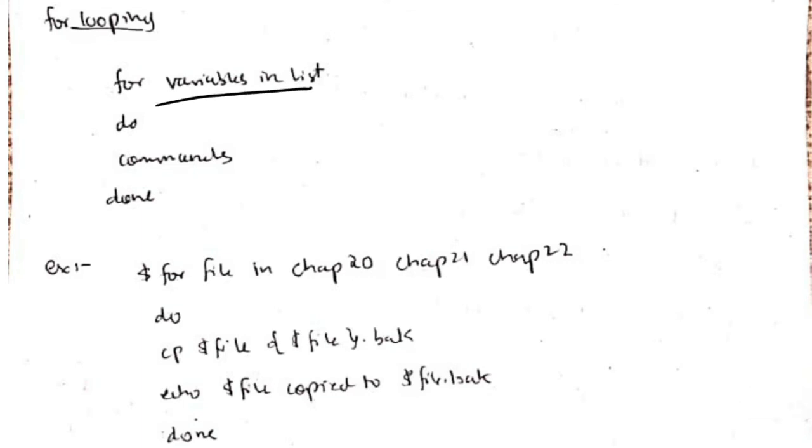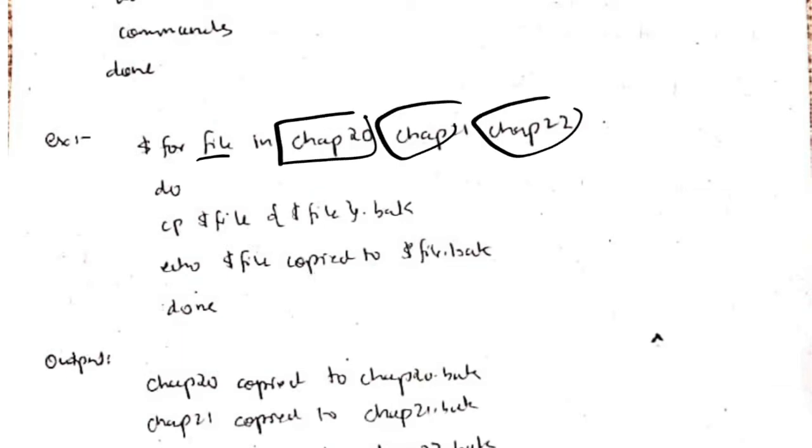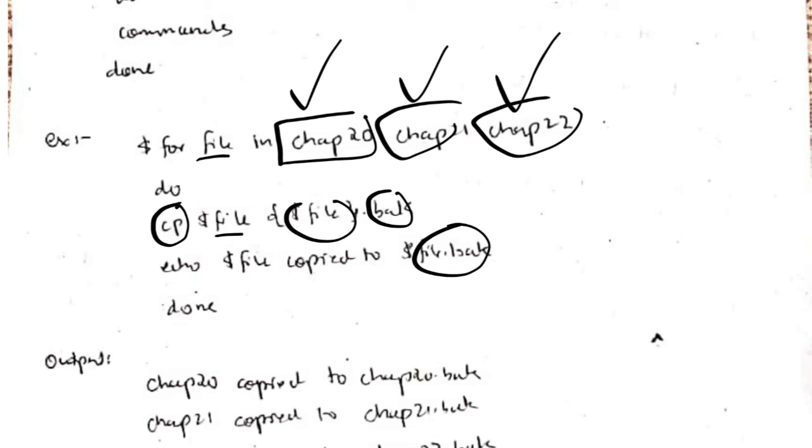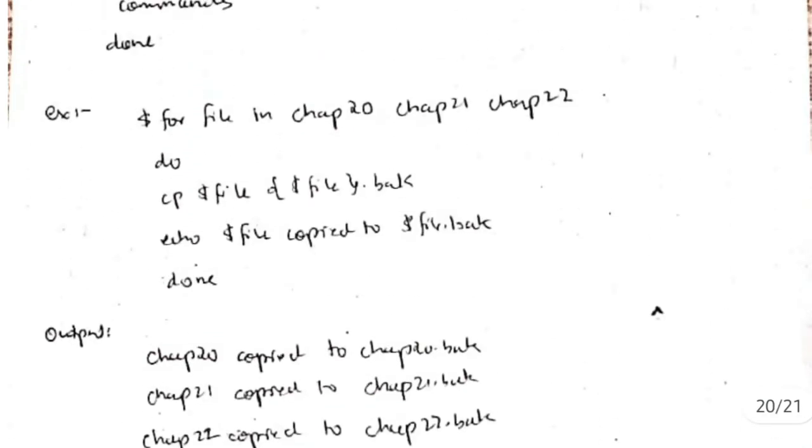We'll have a condition here for how long it should execute. For example, if I have for file in chap20, chap21, chap22, what it should do is copy the file to .bak. So for each of these files, it will extend with .bak. The output will be chap20.bak, and here also and here also. So this is used for the for operation.